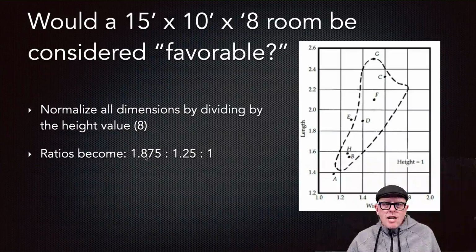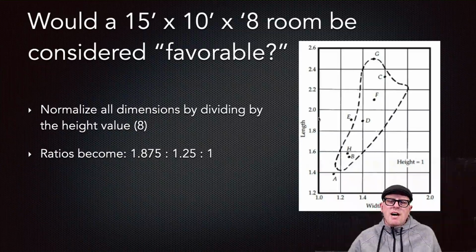So on this ratio right here, I go on my length, which is 1.875. So I go up to 1.875, which is about right here, and I go over to 1.25, which is about 1.3, so that's right here. Actually, it's right around where the E is. So it's pretty close to this one right here. So it falls outside of this pork chop range.